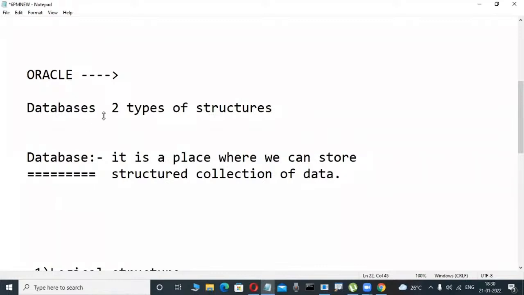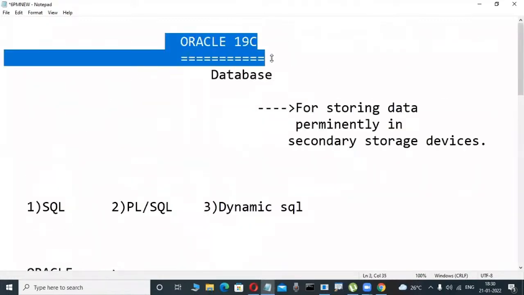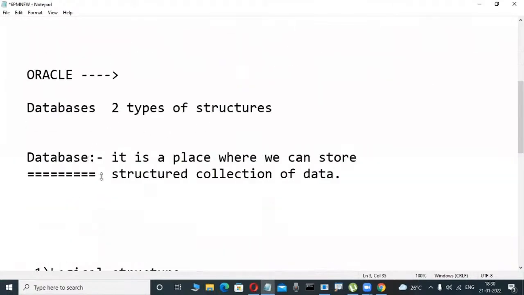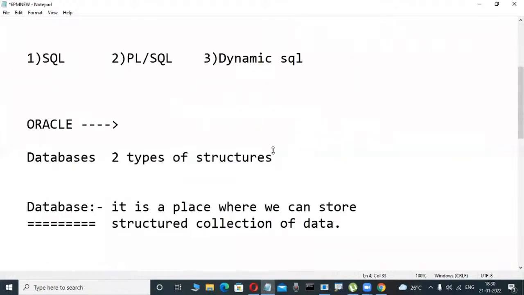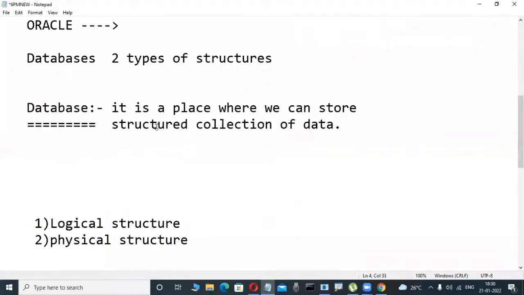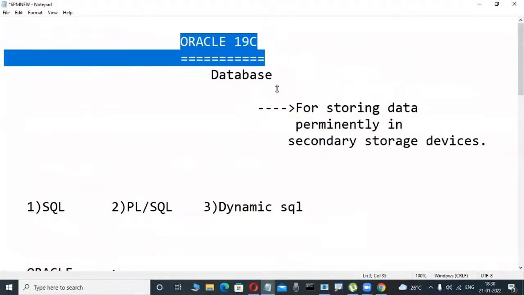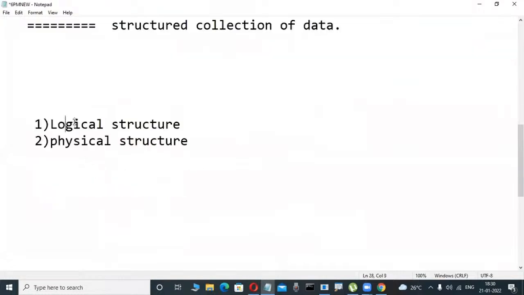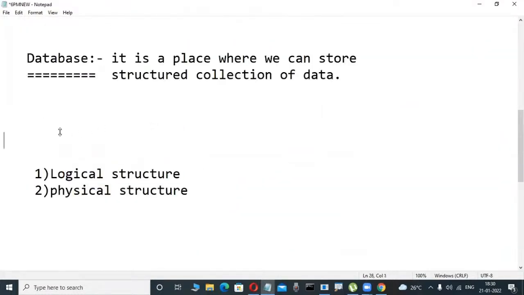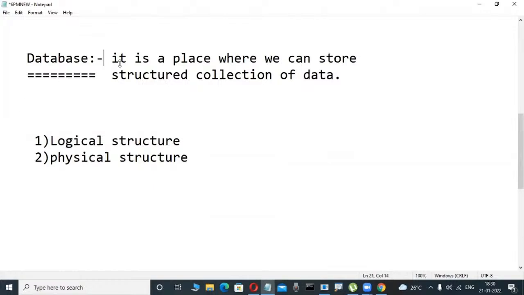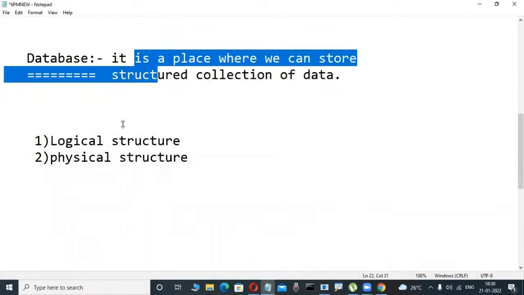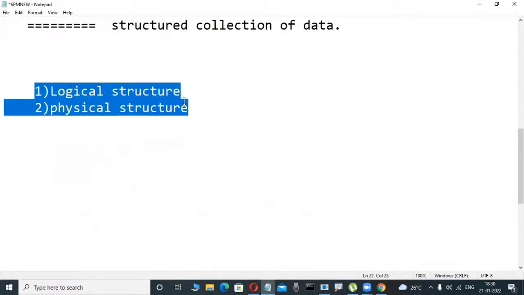Observe here. Actually, whenever we install Oracle or any relational database software, what is a database actually? It is a place. Whenever we install this type of software, automatically some place is reserved in the hard disk only. In that place only we can store a structured collection of data. But whenever we install these types of software, two types of structures are there. One is logical structure, another one is physical structure. This definition I am not explaining today, you will understand it one of these days. Now observe it.